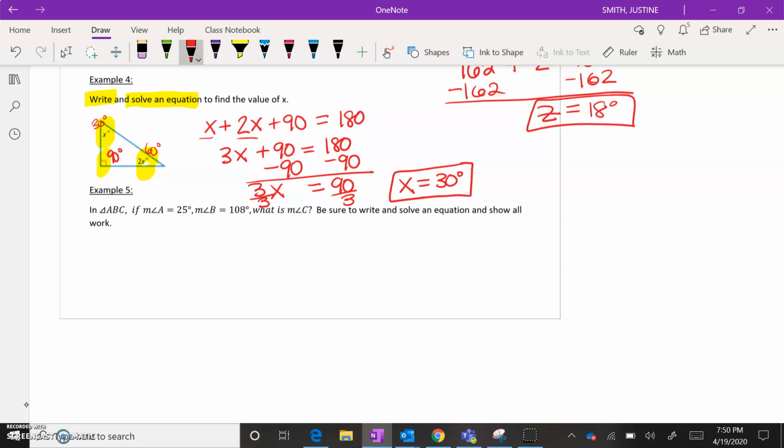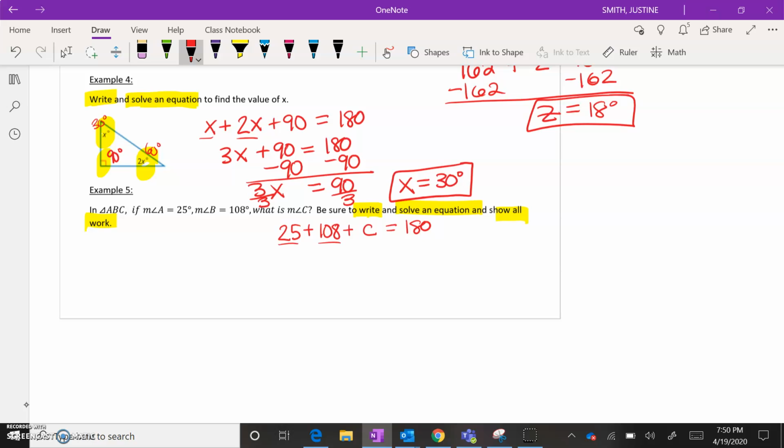All right, so the last example here is saying if triangle ABC, if the measurement of angle A is 25 degrees, the measurement of angle B is 108, what is the measurement of angle C? And again, they're saying be sure to write and solve an equation and show all of your work. So to put this in an equation, we're going to say angle A, which is 25 degrees, plus angle B, which is 108 degrees, plus angle C, which we don't know, all should sum to 180 degrees.